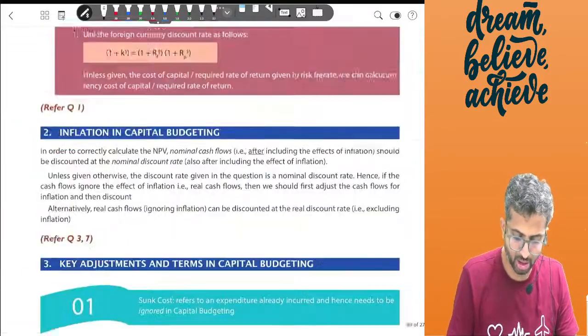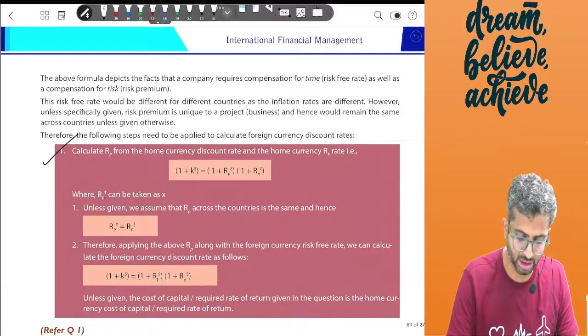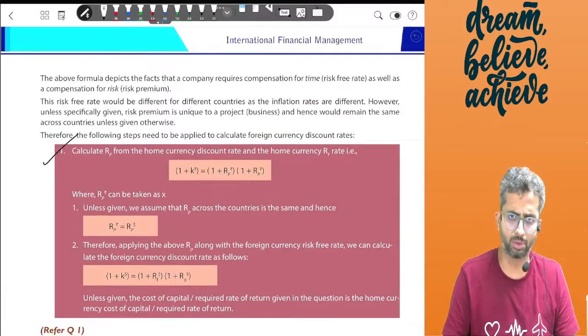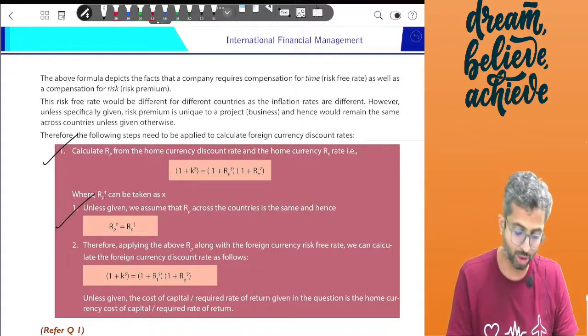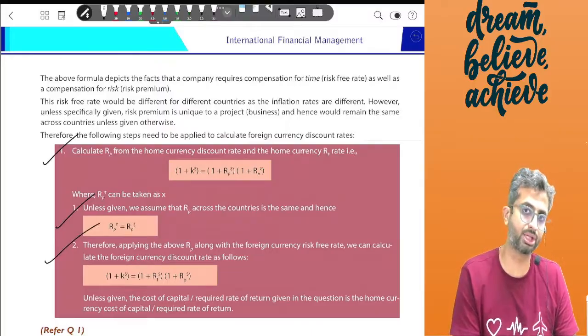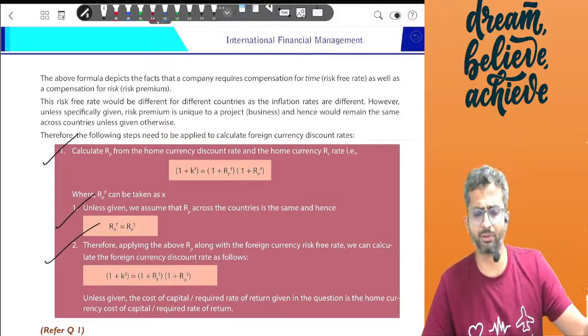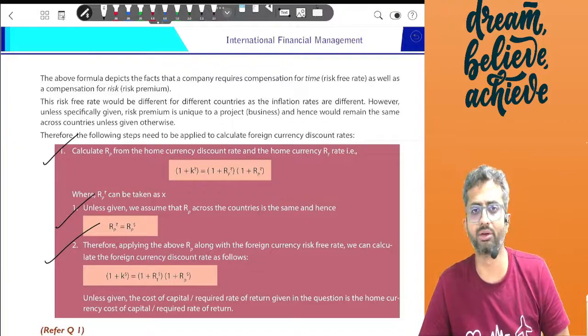So when we look at the foreign currency approach, there are 3 steps. First, calculate the risk premium from the home currency cash flows. Second, assume that the risk premium remains the same unless the question tells you otherwise. And then substitute that same risk premium along with the risk-free rate of the foreign currency to find the cost of equity in the foreign currency.